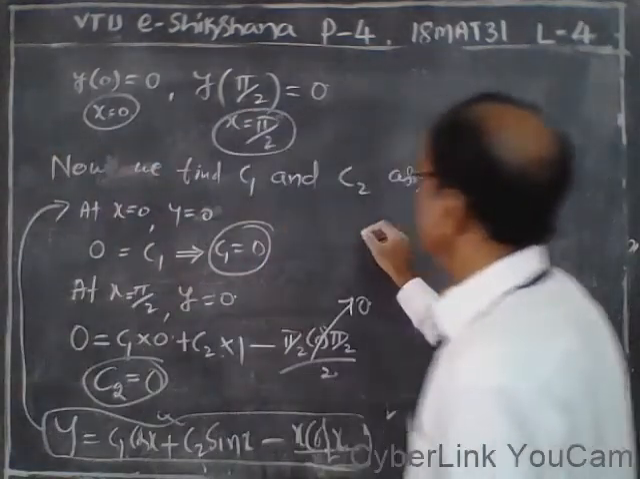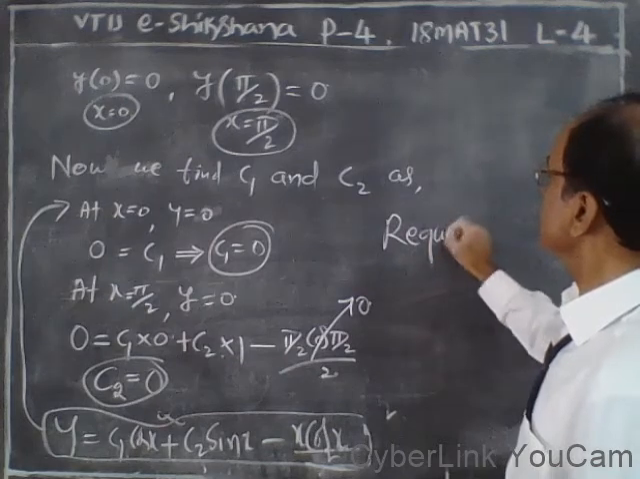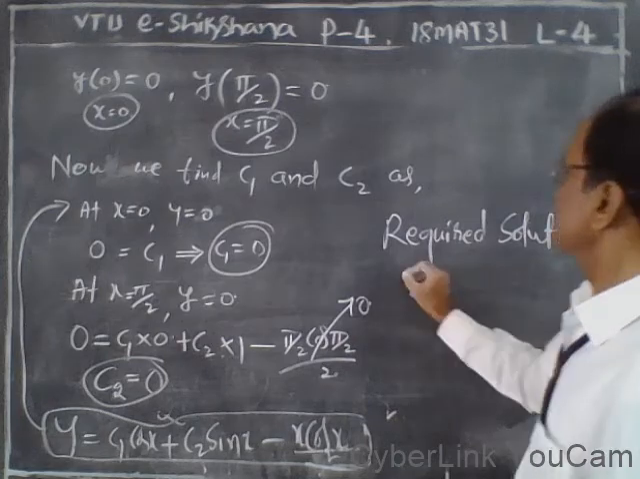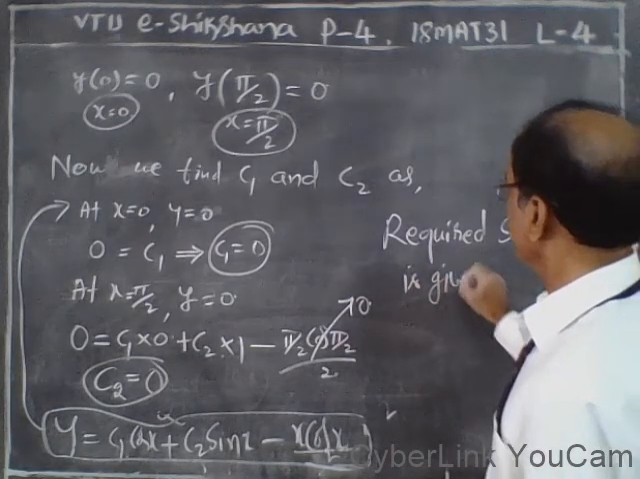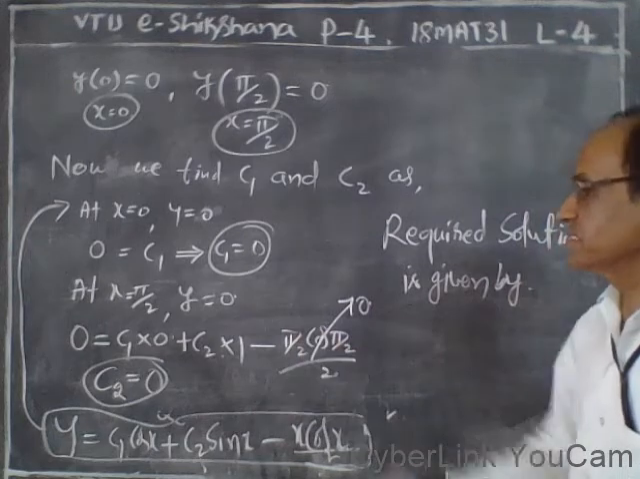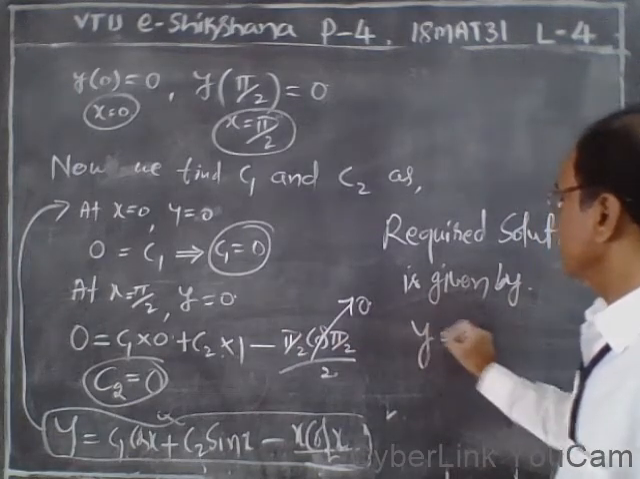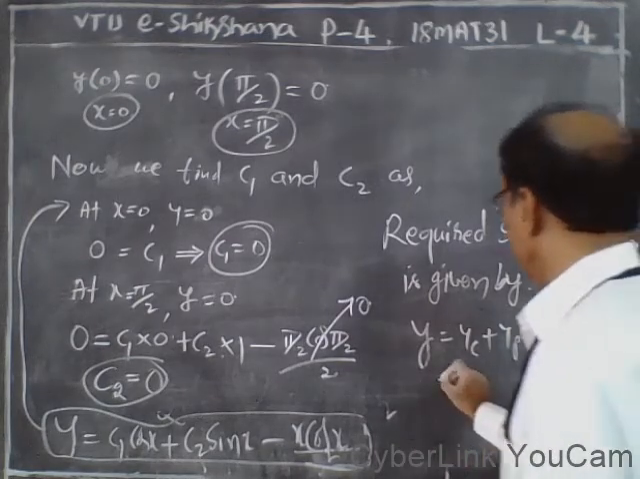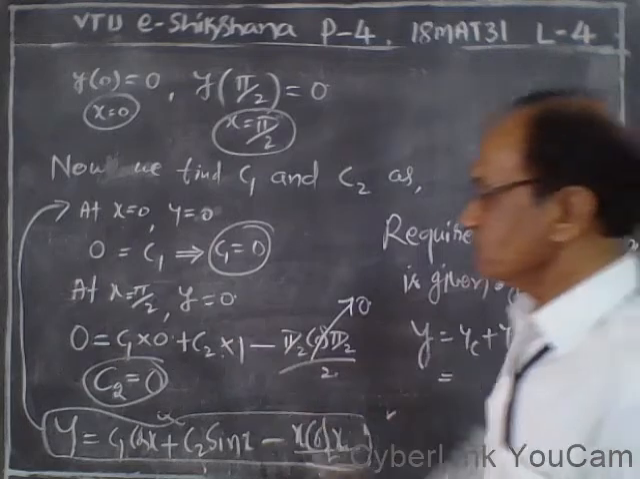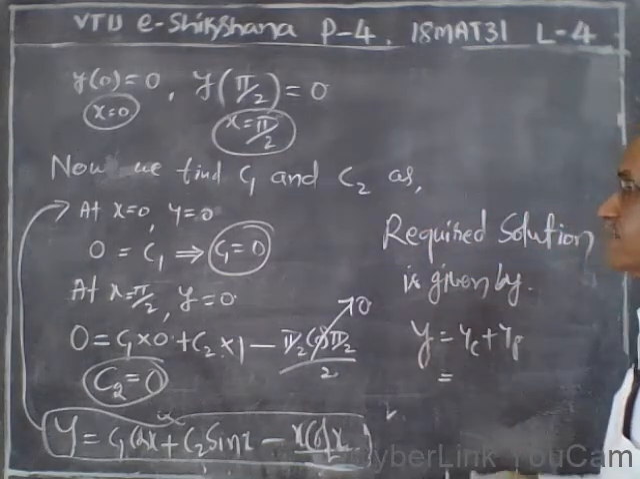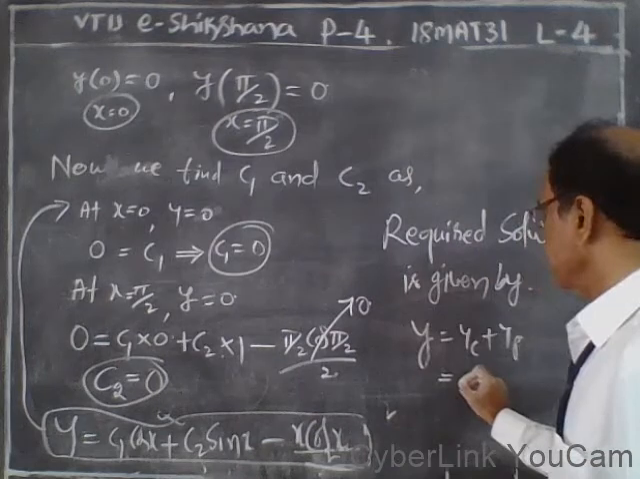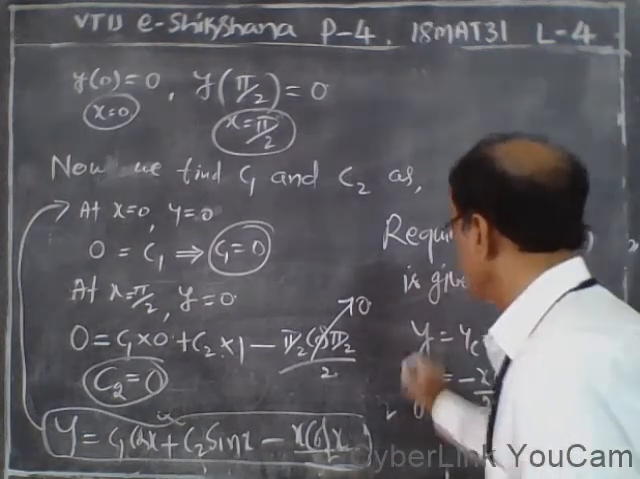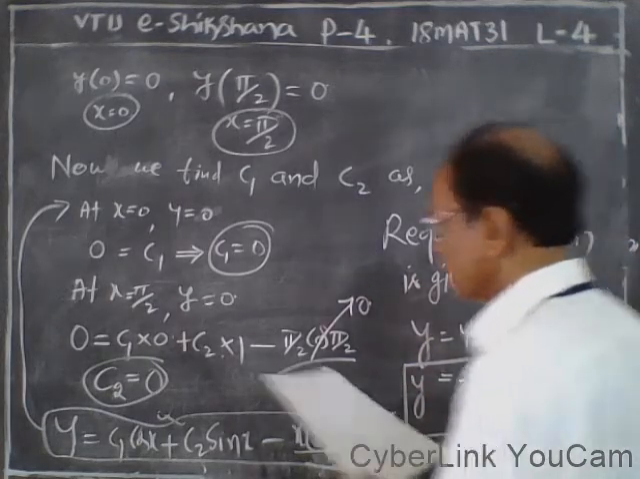Therefore, the required solution is given by y is equal to yc plus yp. Since c1 is 0 and c2 is 0, that means the complementary function won't exist at all, only this last term, minus x into cos x divided by 2. This is the function we have to calculate.